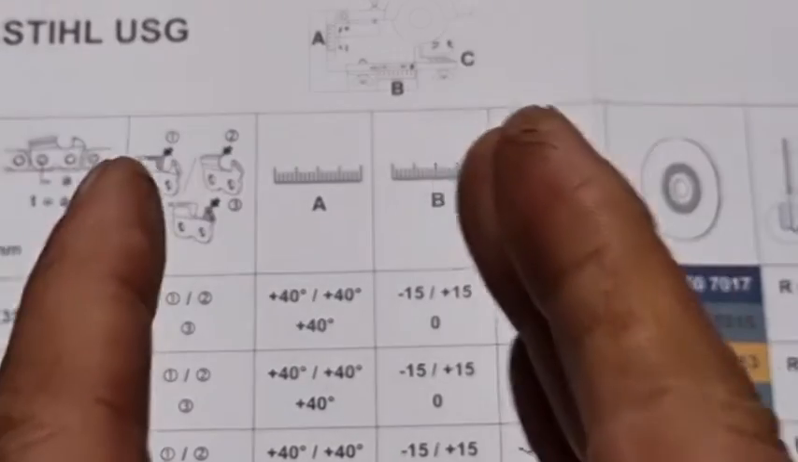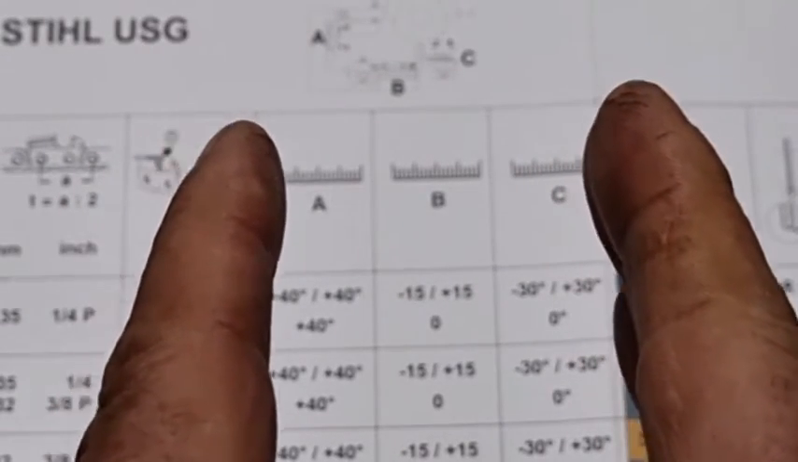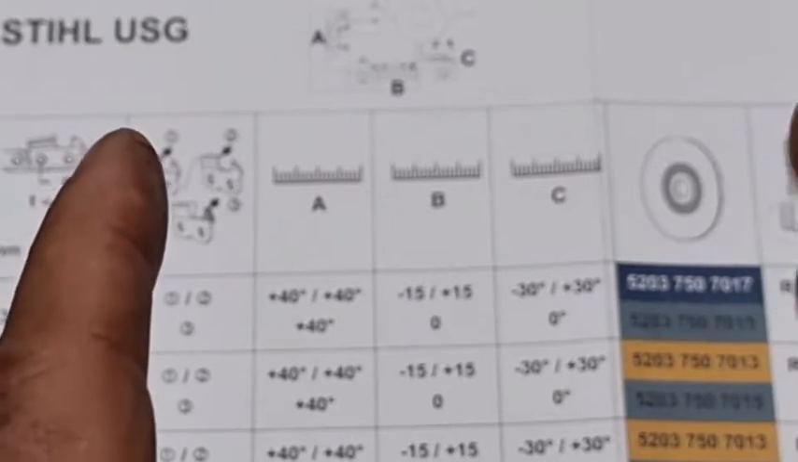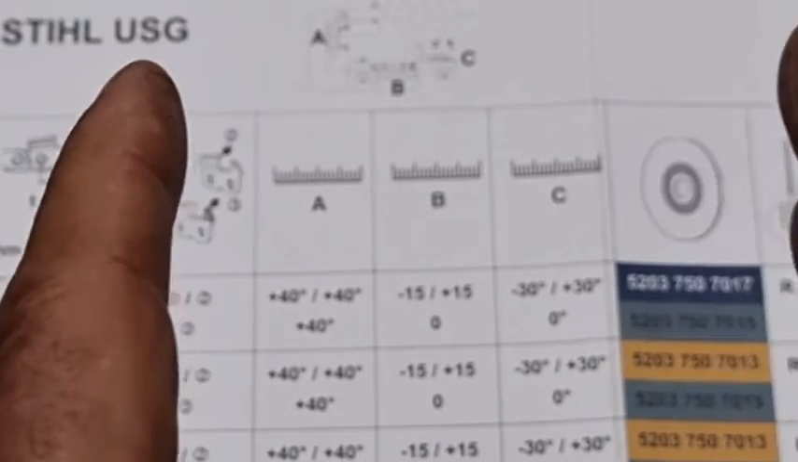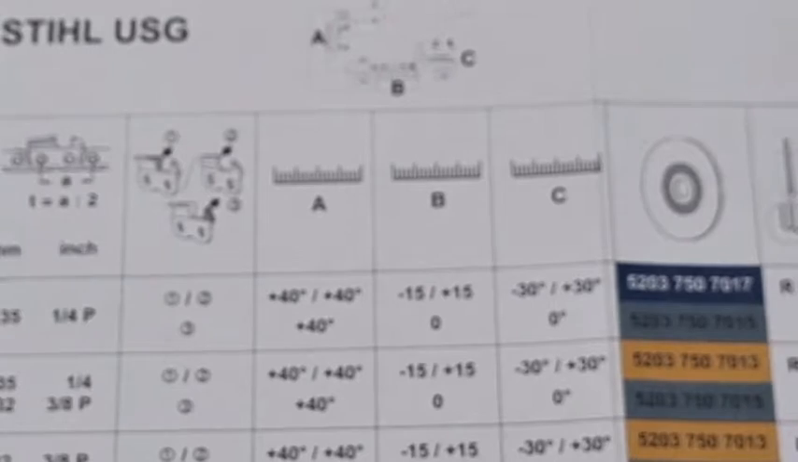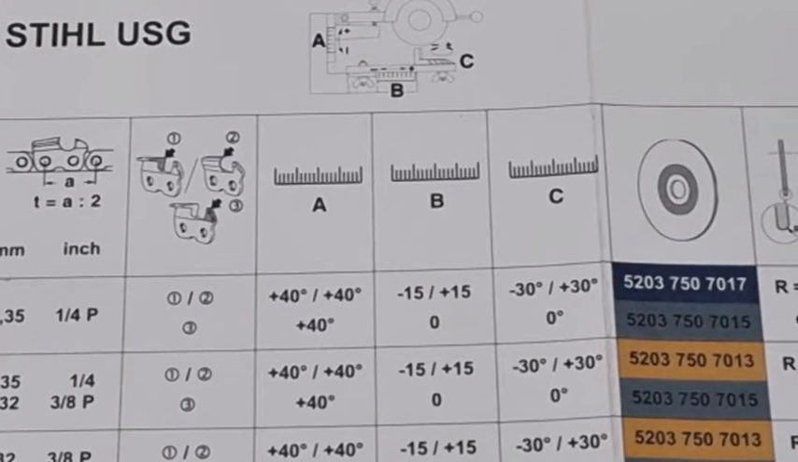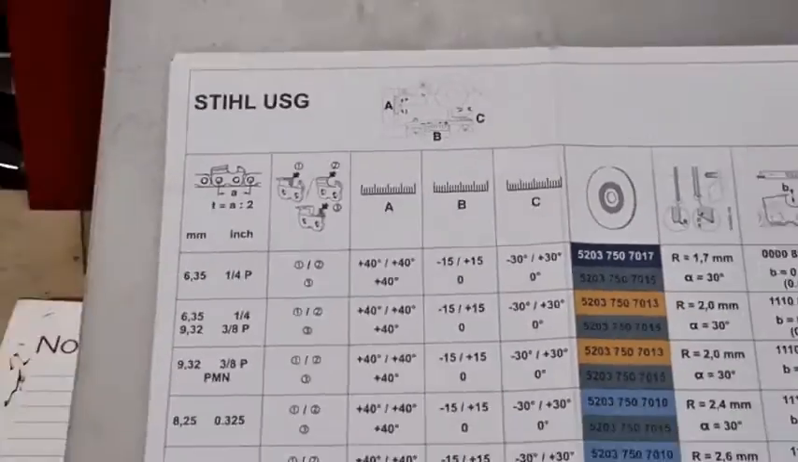Just remember that when you move the teeth, if this is a left-hand tooth and this is a right-hand tooth, on an Oregon grinder and even on the Stihl grinder, if you move the teeth away from the center of the line, you'll create that offset angle, that 10 degree tilt. So hopefully that explains that.